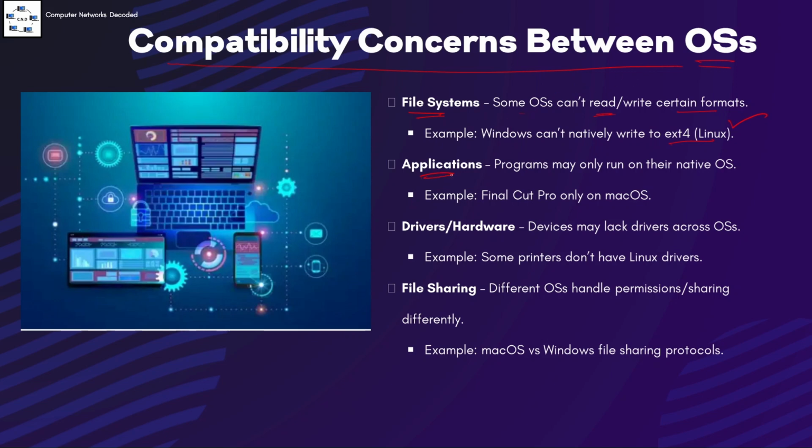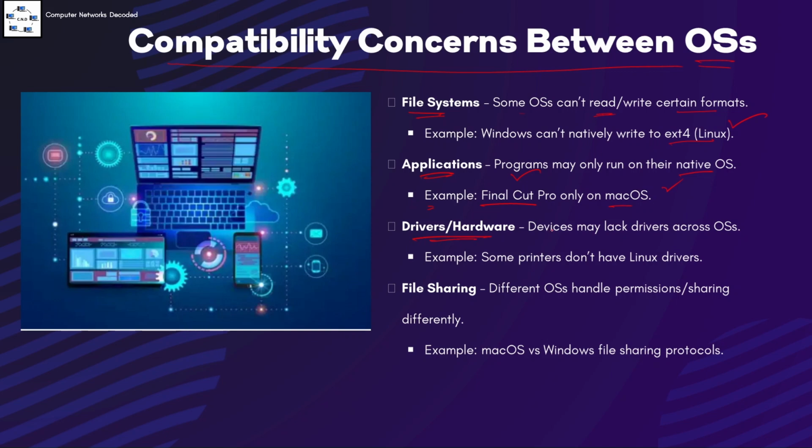Next is the application compatibility concern. So a program may only run on its native operating system. For example, let's suppose an application such as Final Cut Pro only runs on macOS. This application may not be compatible with other operating systems such as Linux and Windows.